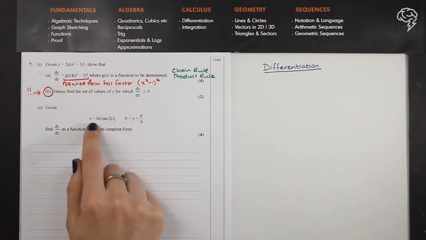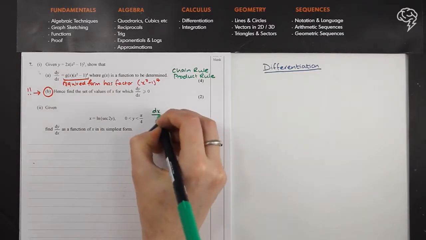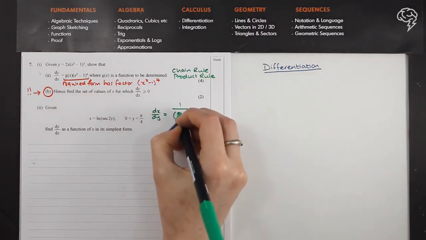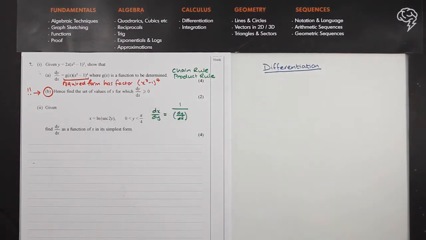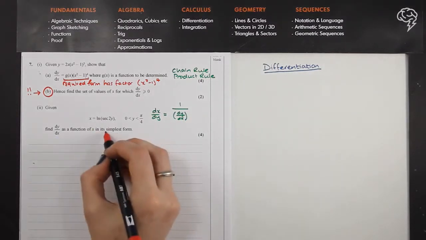In part B, we've got x as a function of y, so we're going to be using the fact that dx by dy is the reciprocal of dy by dx to find the derivative, and we need to give it in its simplest form, it says.